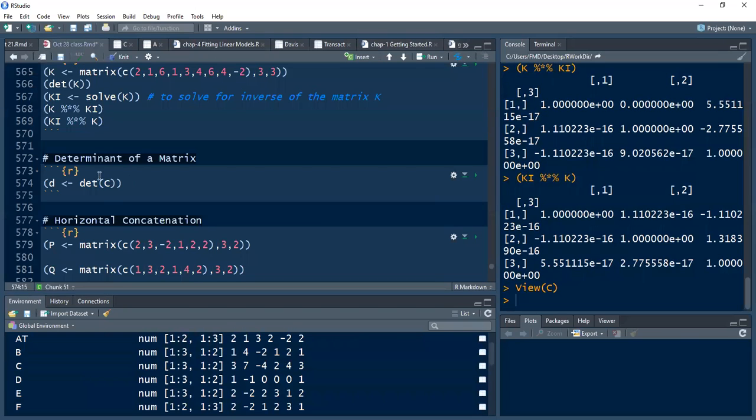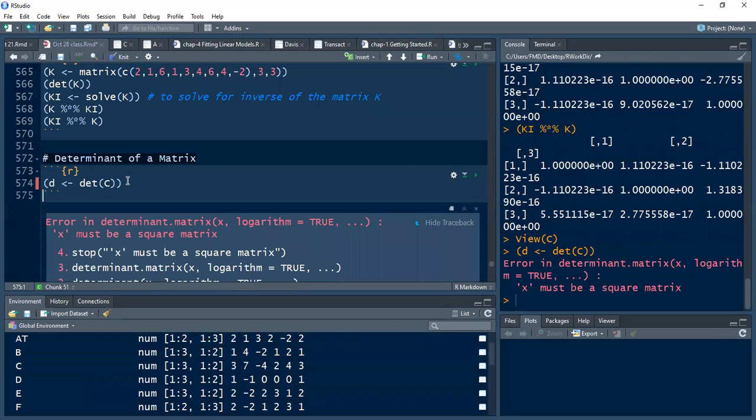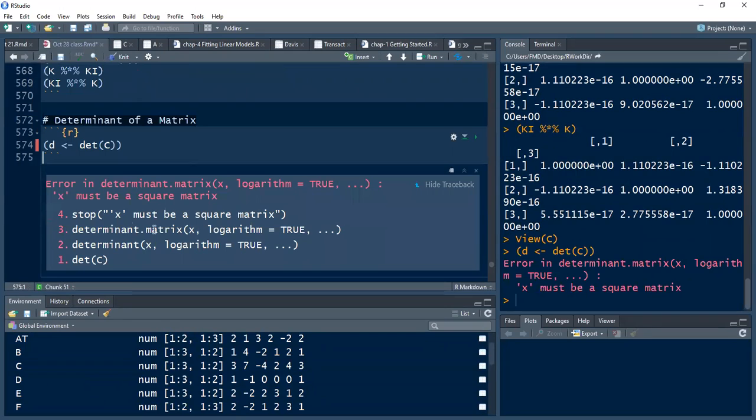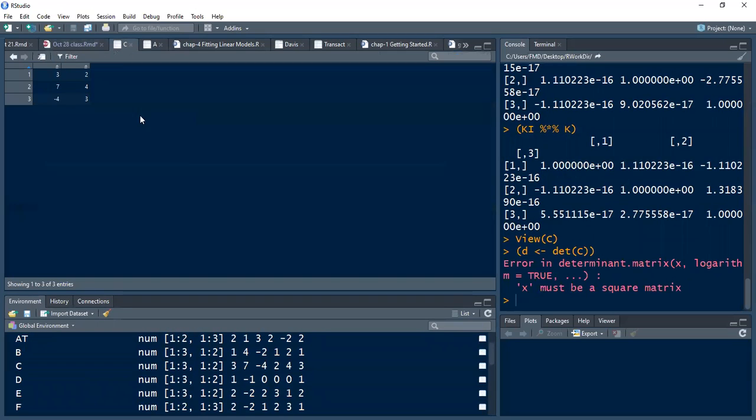All right, we're getting the inverse of matrix C. Okay, what do you have here? It's an error, guys. Why? Here, X must be a square matrix. So C, where's C? This is matrix C. You notice C is a 3 by 2 matrix. It's not a square matrix.